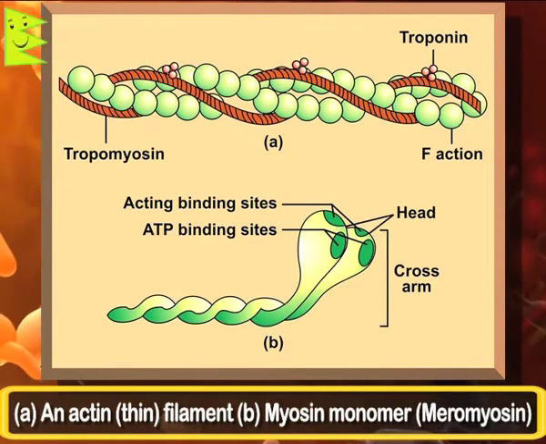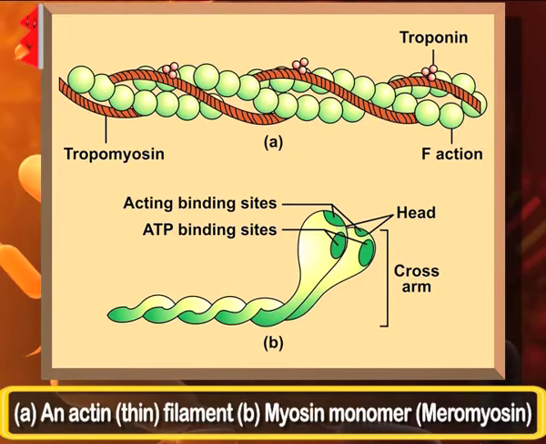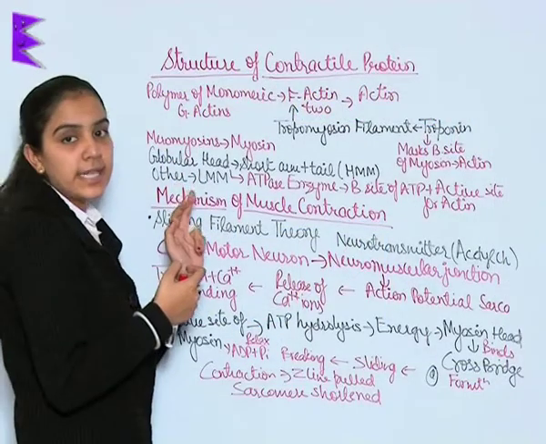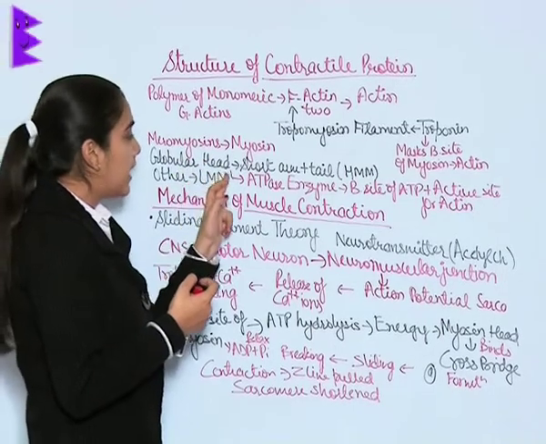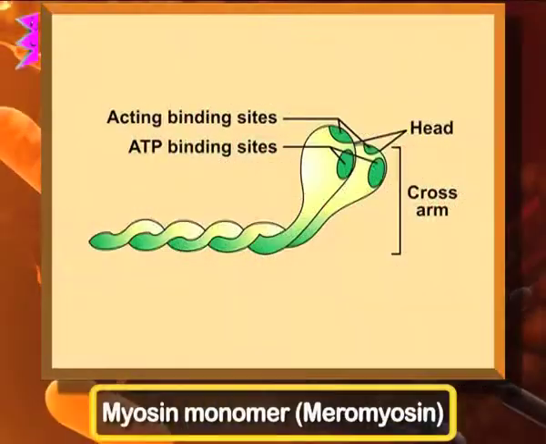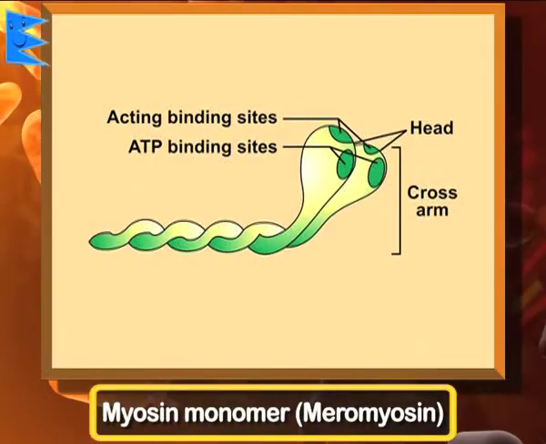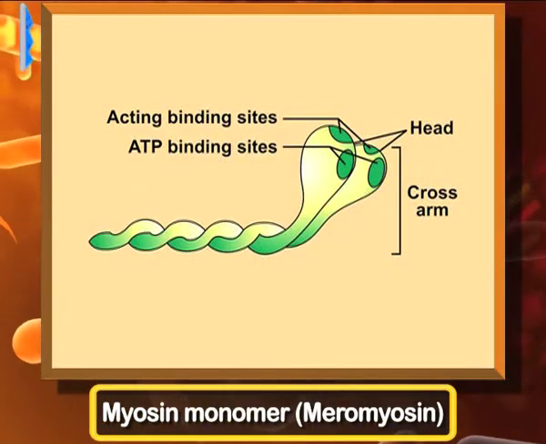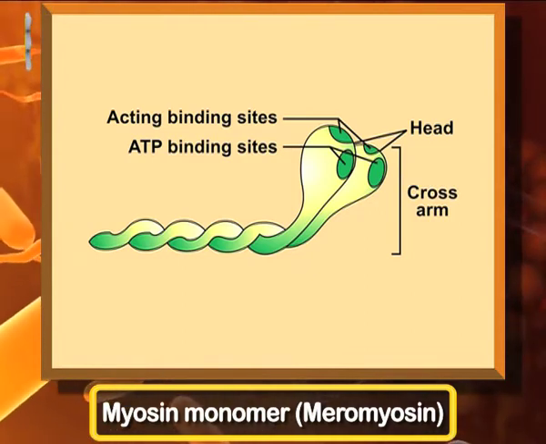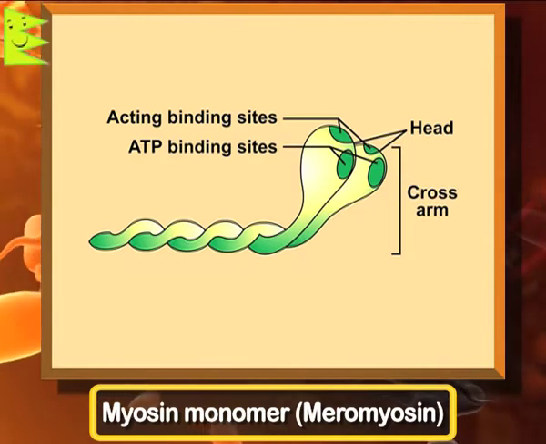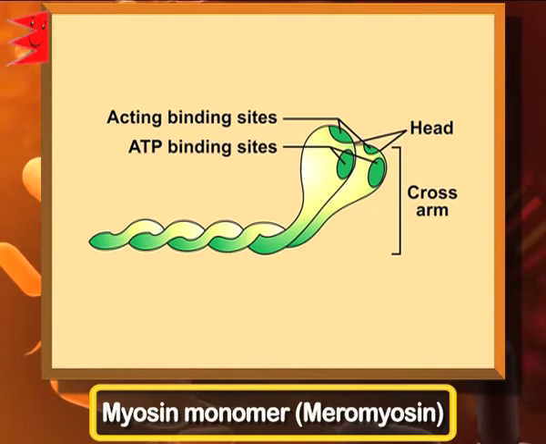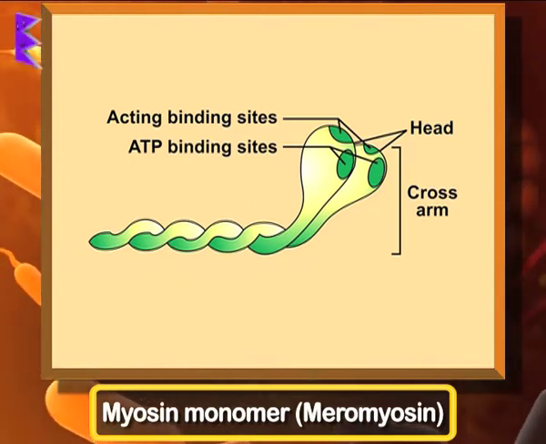Myosin is also a complex made up of meromyosins. Meromyosin has a globular head, a short arm and a tail. This portion is known as heavy meromyosin and the other portion is known as light meromyosin. In the diagram of meromyosin, you can see the head, the cross arm and the tail.